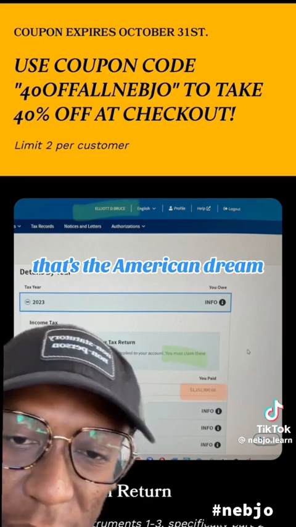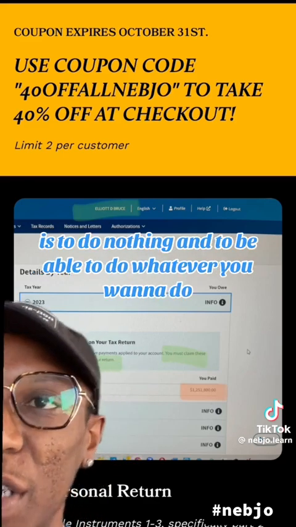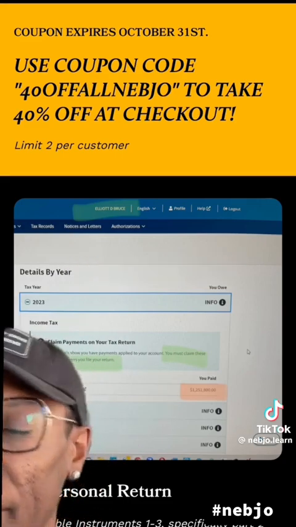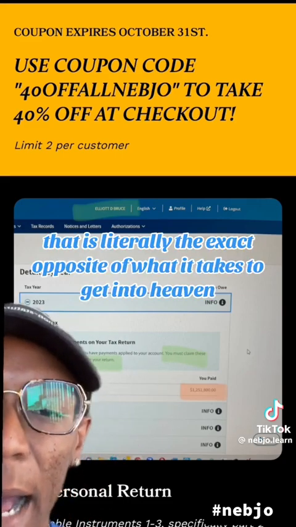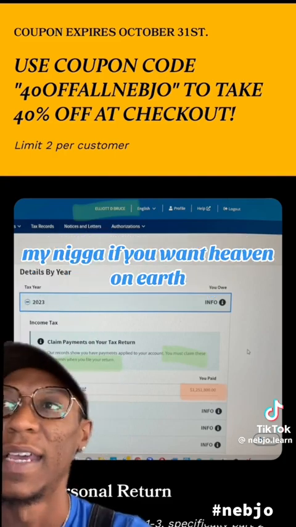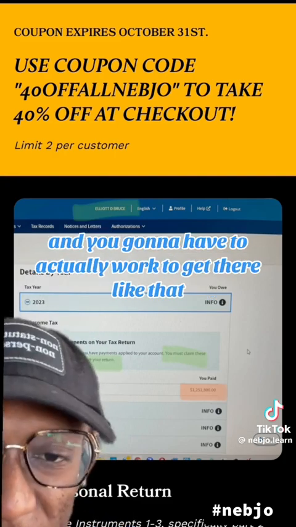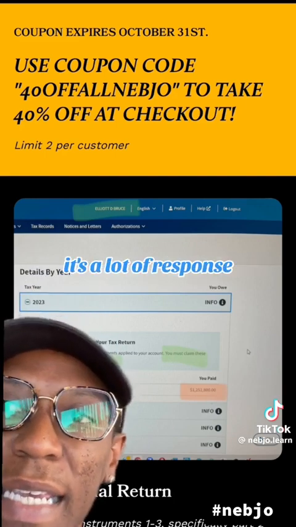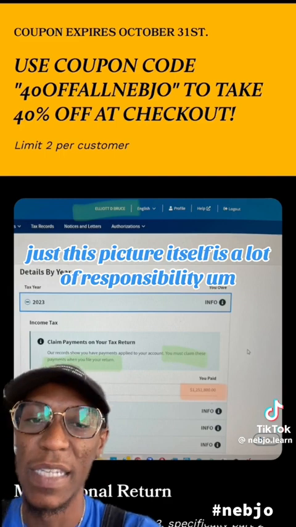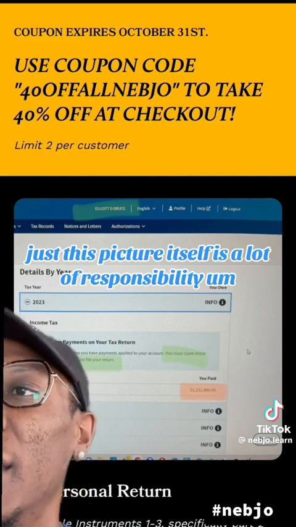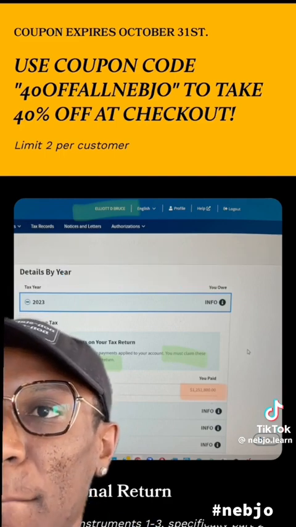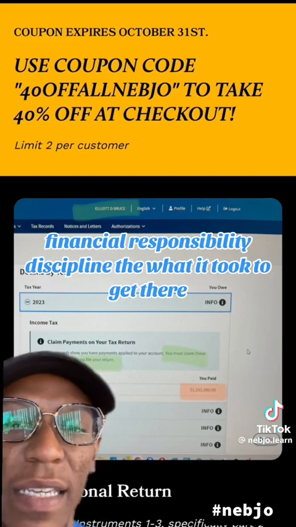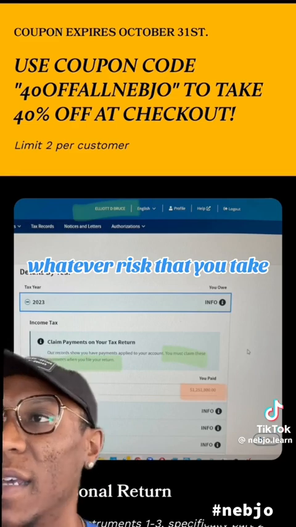That's the American dream, is to do nothing and to be able to do whatever you want to do. Like to earn as much as possible and work the least. That is literally the exact opposite of what it takes to get into heaven. If you want heaven on earth, then you're going to have to actually work to get there. Just this picture itself is a lot of responsibility. Financial responsibility, discipline, what it took to get there, whatever risk that you take.